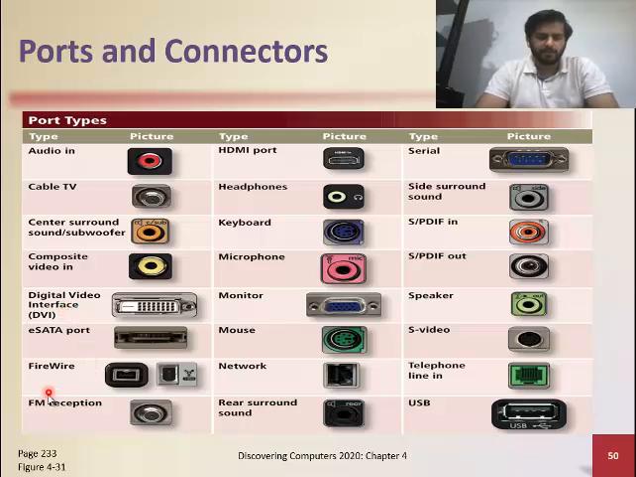Similarly, you have FireWire ports also available, and you have USB ports also available. You have a telephone line in port available. Basically we have two types of ports available when working with the telephone: line in and line out. Line in is basically the port in your system, and line out is basically the port you use in your telephone.